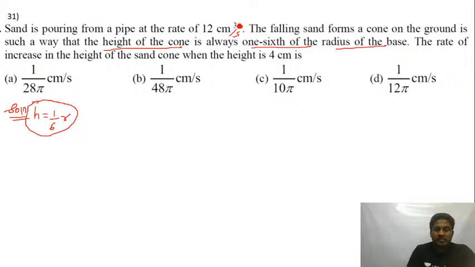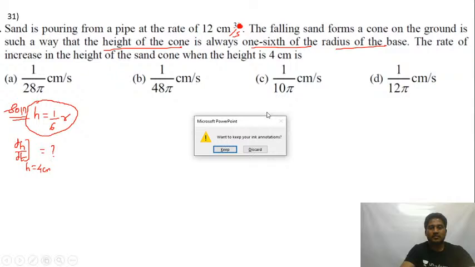Height is equal to 1 by 6 times the radius of the base. The falling sand forms a cone on the ground in such a way that height is equal to 1 by 6 times radius of the base. I am supposed to find out the rate of increase of the height, that is dH by dt, when the height is equal to 4 centimeter. Okay, 1 minute, guys.